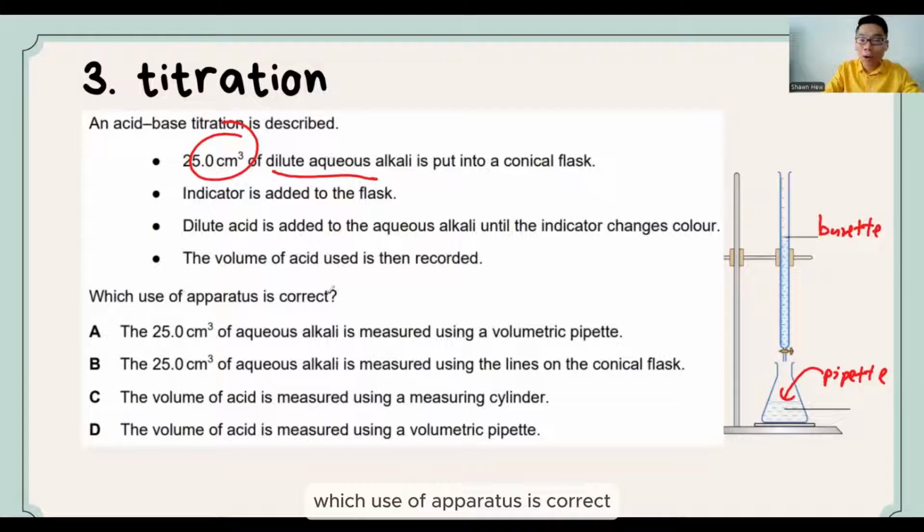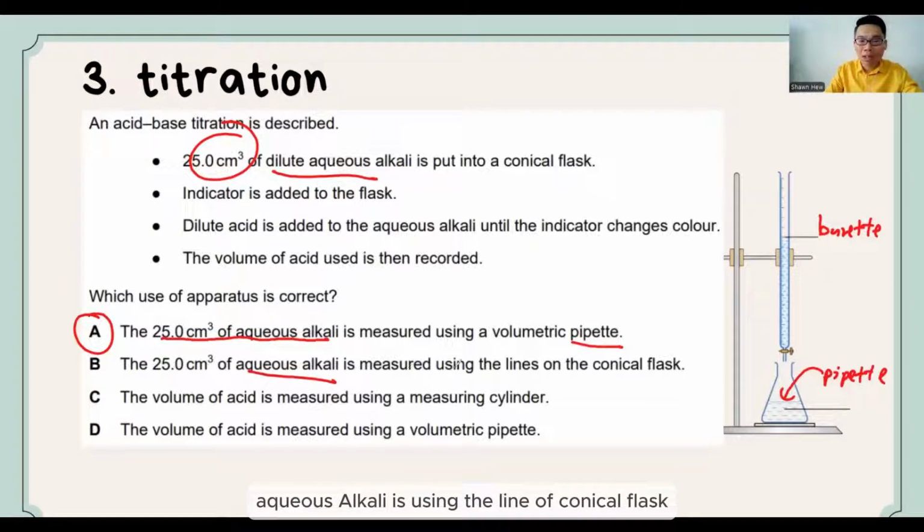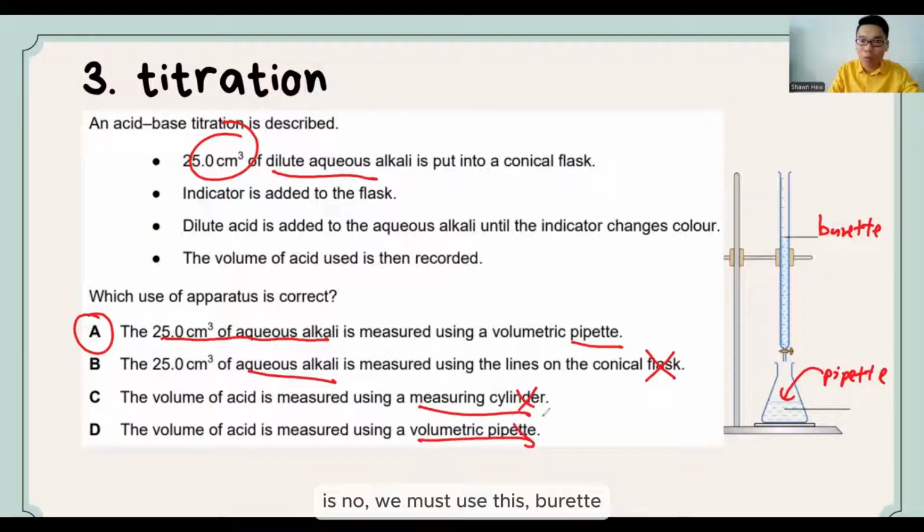Which use of apparatus is correct? That says the alkali must use a pipette, which is correct. Measuring the aqueous alkali using the line of the conical flask is very inaccurate, so it cannot. The volume of acid measured using a measuring cylinder or pipette is no. We must use this burette so that we can control the amount of acid.